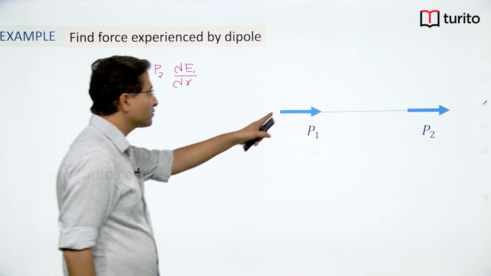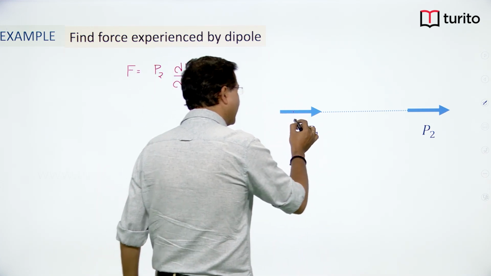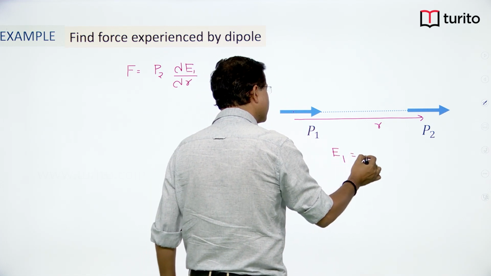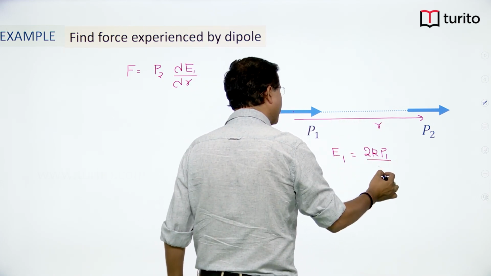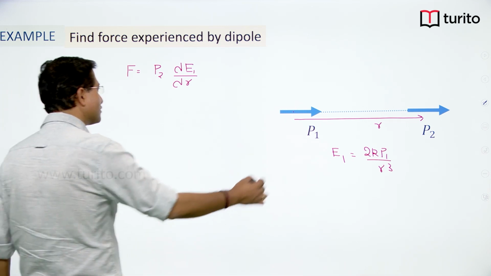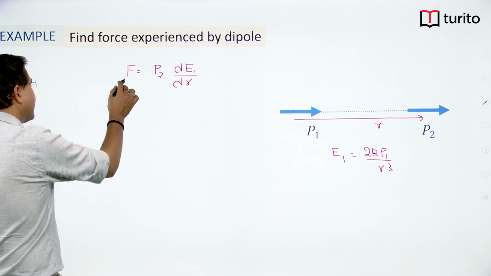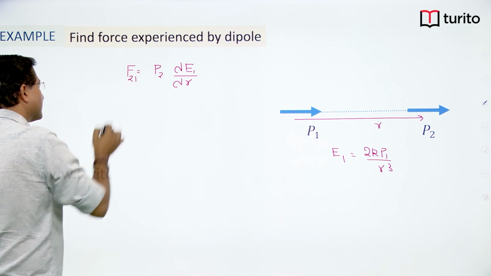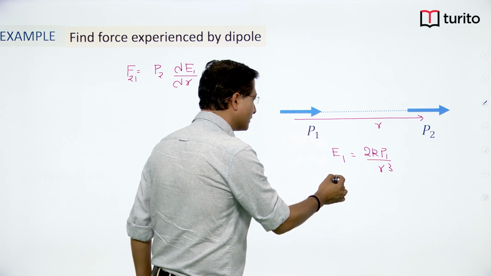So the field produced by the first one at distance r, the formula of field produced is 2kp1 divided by r cube in this situation. If I substitute the differentiation of this one here, then I will get the force directly. So this is the force experienced by the second one due to the first one. So, let us differentiate the function and get the force.